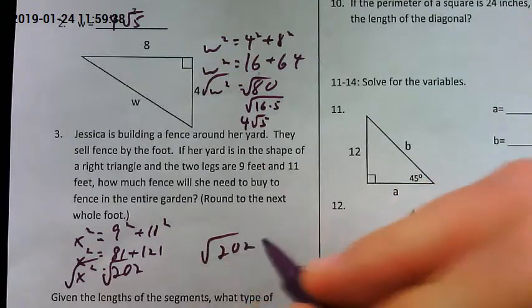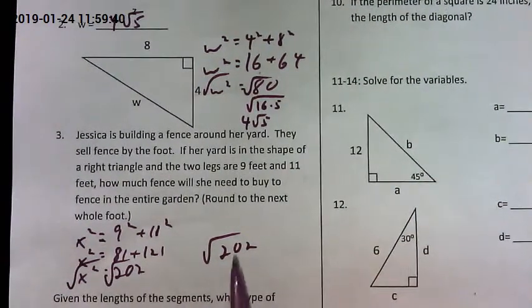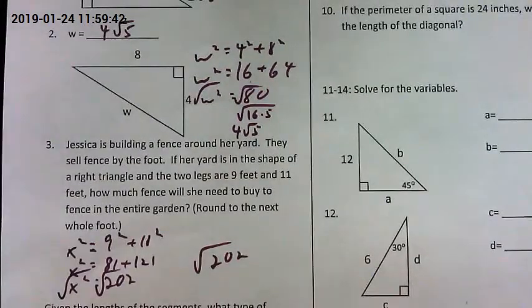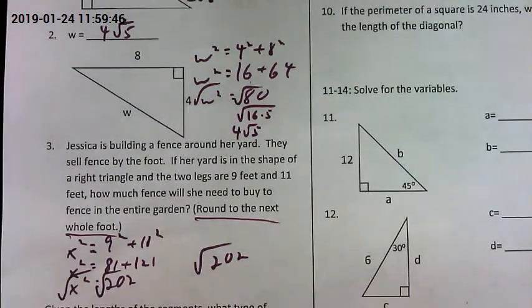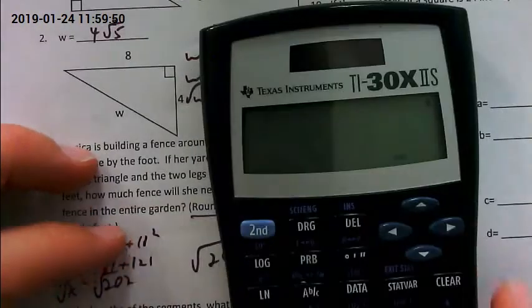So the square root of 202. Now, can I leave it as square root of 202? No. What does it say in the directions? Round to nearest whole foot. I actually need a number here. So let's use our calculator this time. What is the square root of 202?